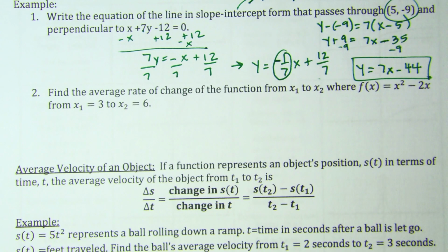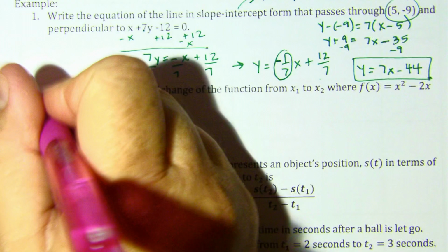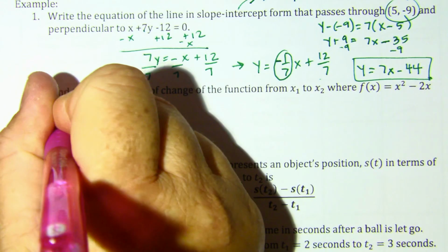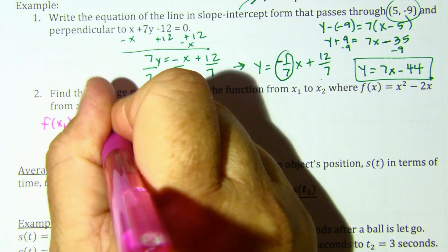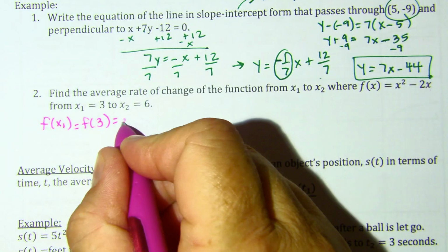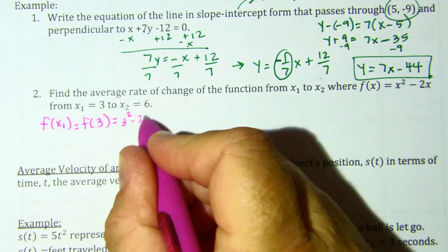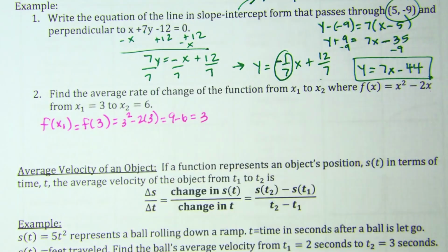The next example says find the average rate of change of the function from x1 to x2, where f of x equals x squared minus 2x, and we're looking at x1 is 3 and x2 is 6. So if I want to find f of x1, well, that's f of 3, and that's just plugging that into the function. So 3 squared minus 2 times 3, well, that's 9 minus 6, which is 3.